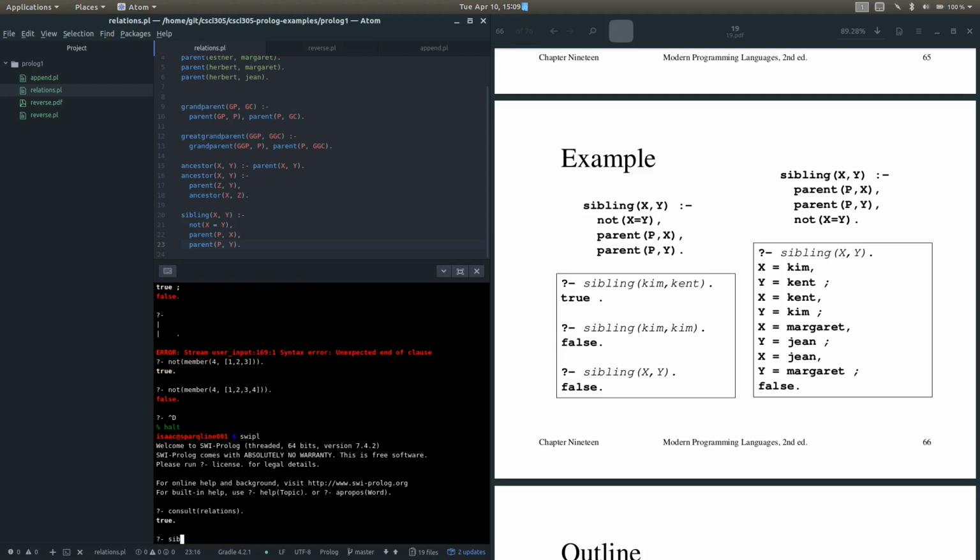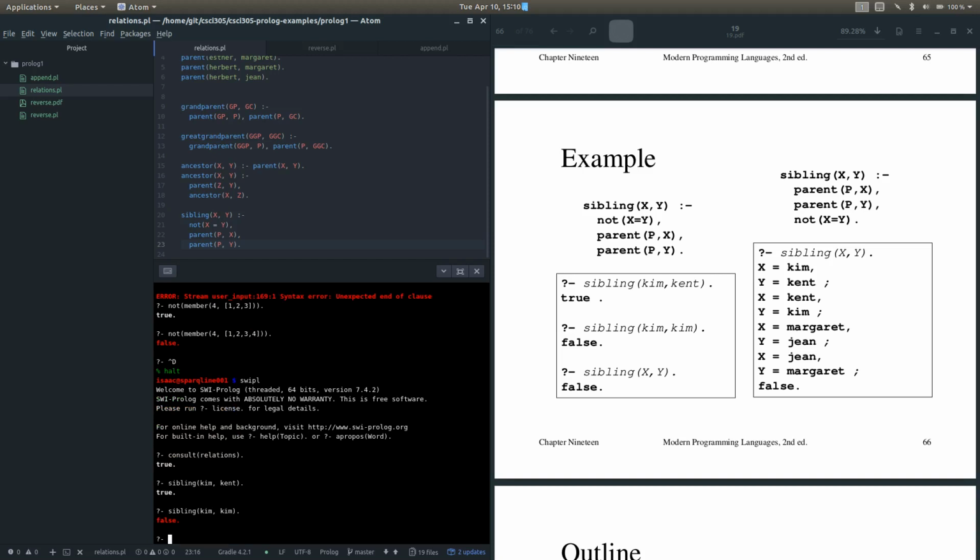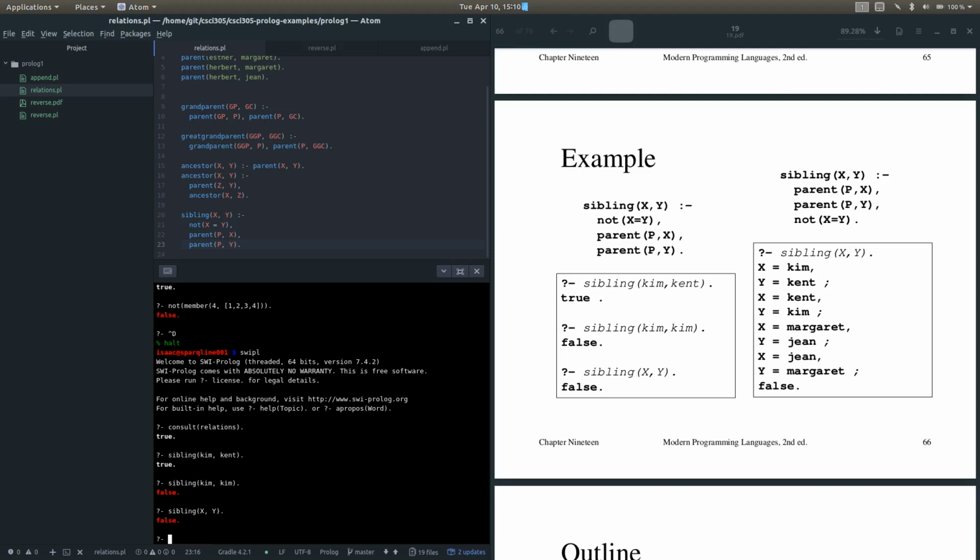Then if we run sibling(kim, kent), it returns true. If we run sibling(kim, kim), it comes out as true. And then if we run sibling(X, Y), right? So we're asking if there's any place that X and Y are siblings, we come back as false. Now, interesting as that is, right? Because it checks this not equals Y first, and if that's false, it just is always false, right?